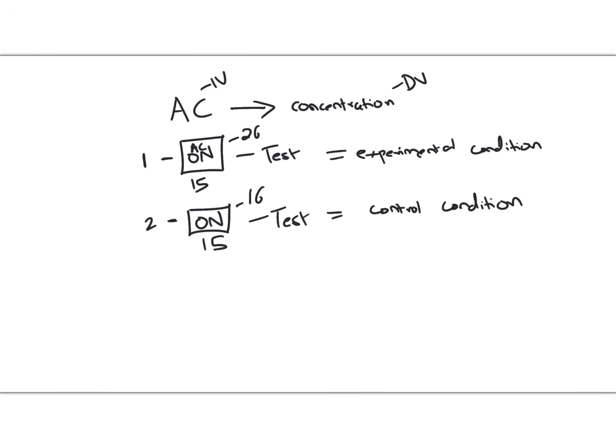Now I still have two conditions of my IV, AC on at 26 and AC on at 16. However, now because both groups are being exposed to the AC IV and there is no control group, I can say that I have two experimental conditions.